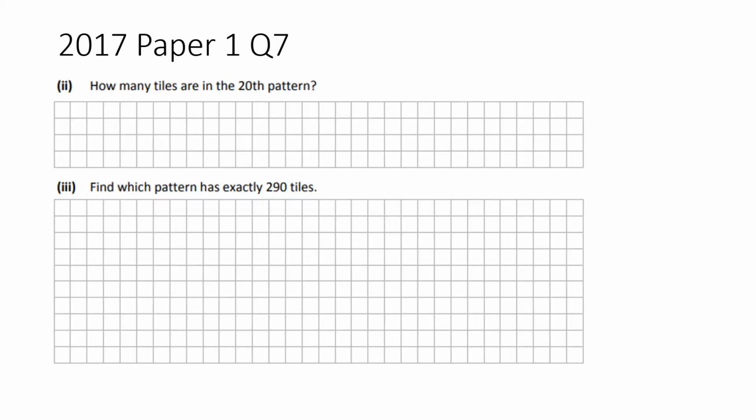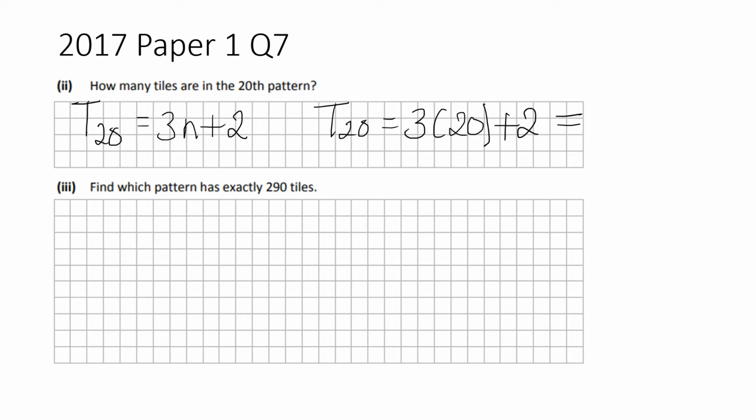Okay, so for part 2 here, we're asked how many tiles are in the 20th pattern. That means they're looking for term 20. We know that the rule is 3n plus 2 from the previous part. So what I'm going to do is find T20. I'm going to put in 3 times 20 for n, and then add 2. 3 times 20 is 60, add 2 is 62. So you would expect to have 62 tiles.